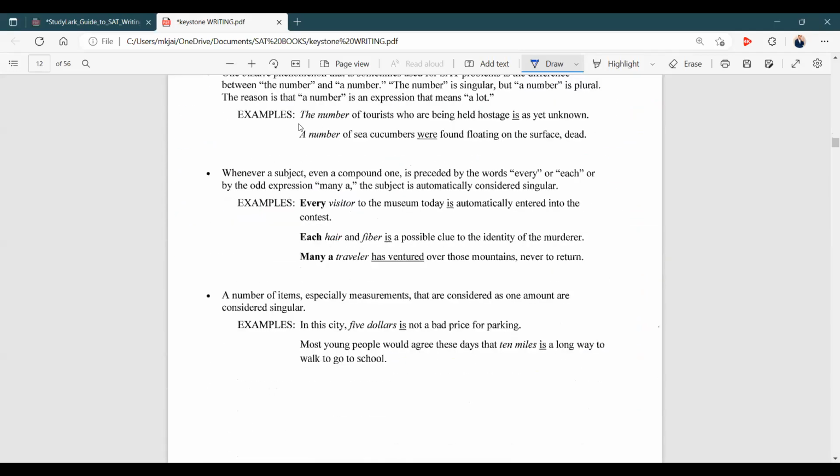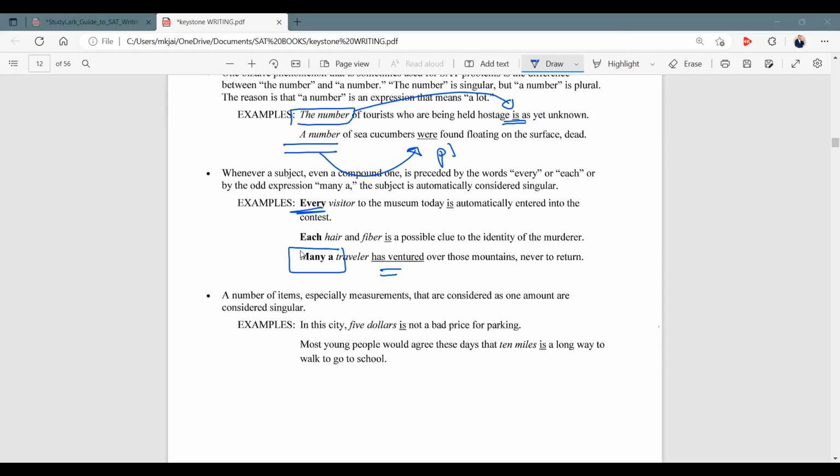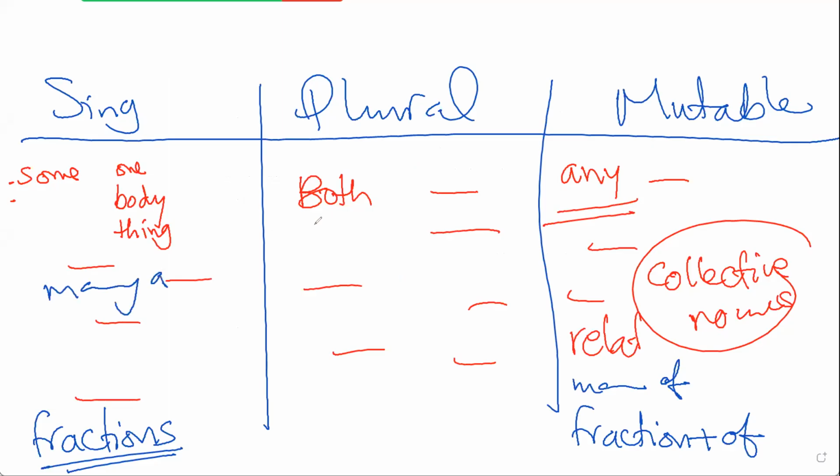Last thing. The number. A number. Oh, come on, plural. So, every is singular. We have discussed this. What about many a? Many a is singular. So, a number, the number, many a. Where to place many a? Here. Many a. Okay, a number, that's plural. The number, that's singular. I'm expecting this table to be completed as part of the homework.